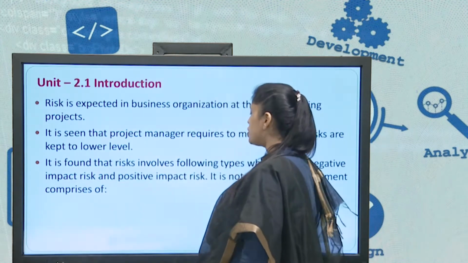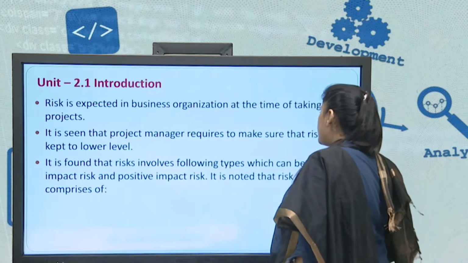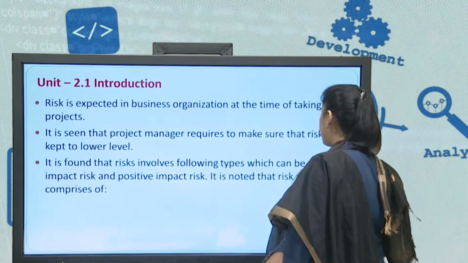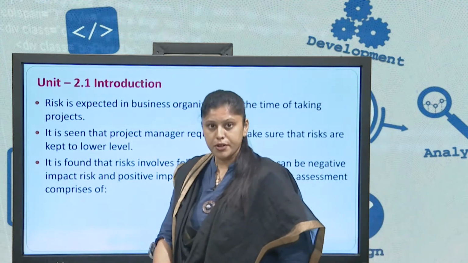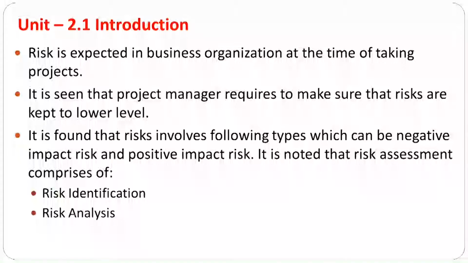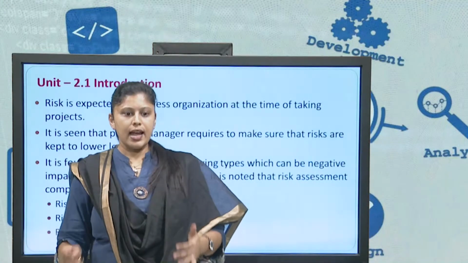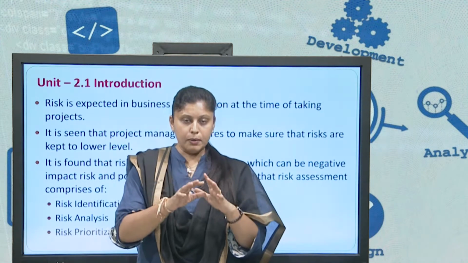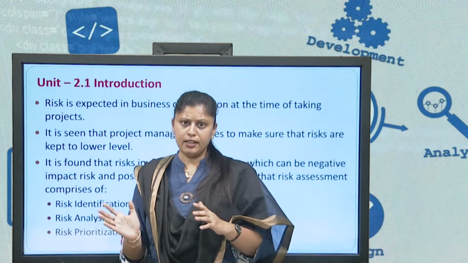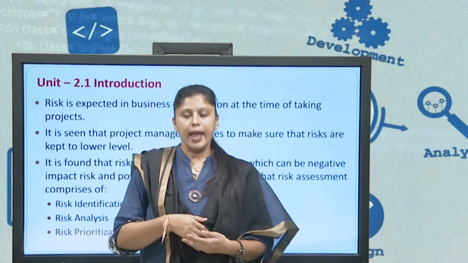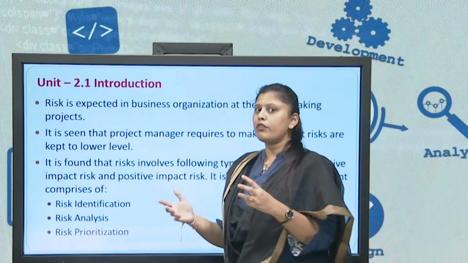It is found that risks involve the following types: negative impact risk and positive impact risk. It is noted that risk assessment comprises risk identification, risk analysis, and risk prioritization. The risk associated with your software has two kinds of impacts. The impact of risk may be negative, and sometimes the impact of risk can even be positive. And this comprises three different steps.